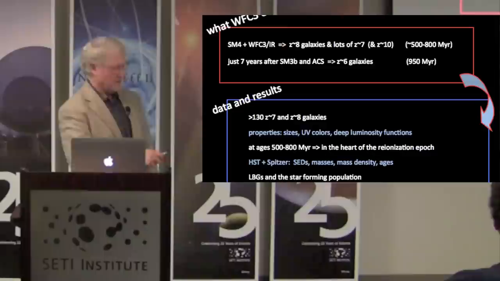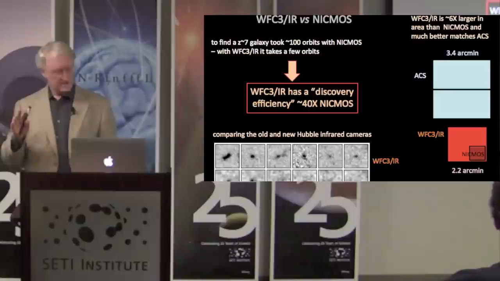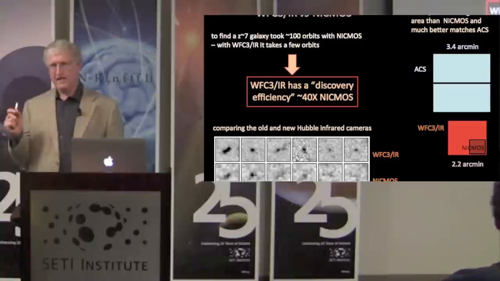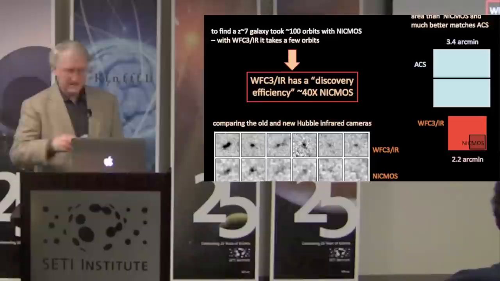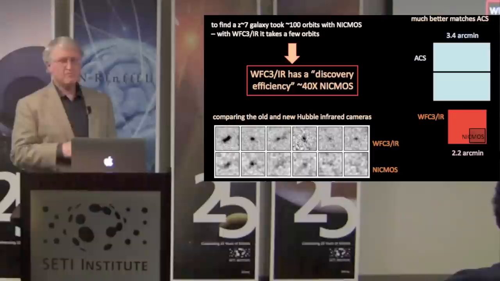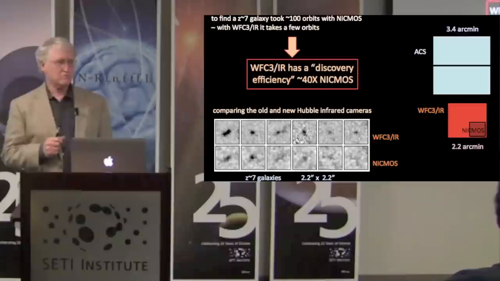Now, one of the things I wanted just to contrast with is the changes that occur when you put a new instrument on. Before the Wide Field Camera 3 went on, we had another infrared camera with a very small field. You can see it here. Here is NICMOS, this little square down here, and here is the Wide Field Camera 3 IR, the big red box. This made a huge difference, having increased area. In fact, not only increased area, the detectors on this new camera were way better than the older detectors.